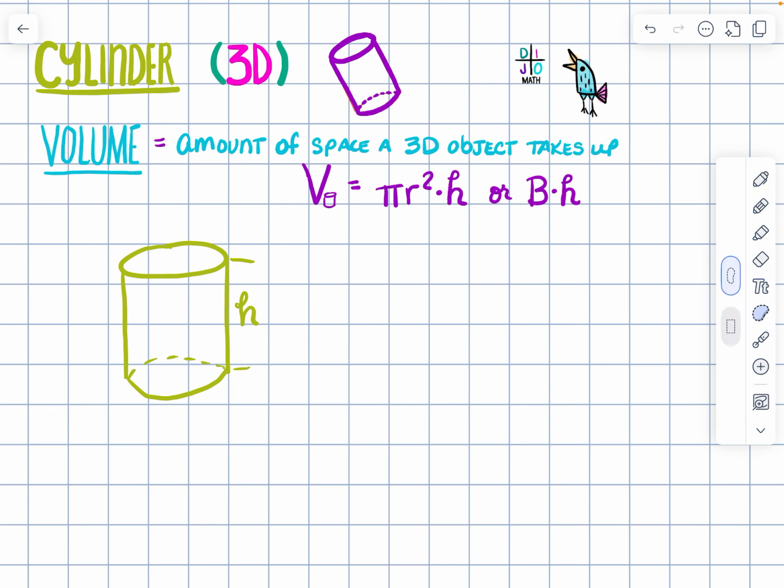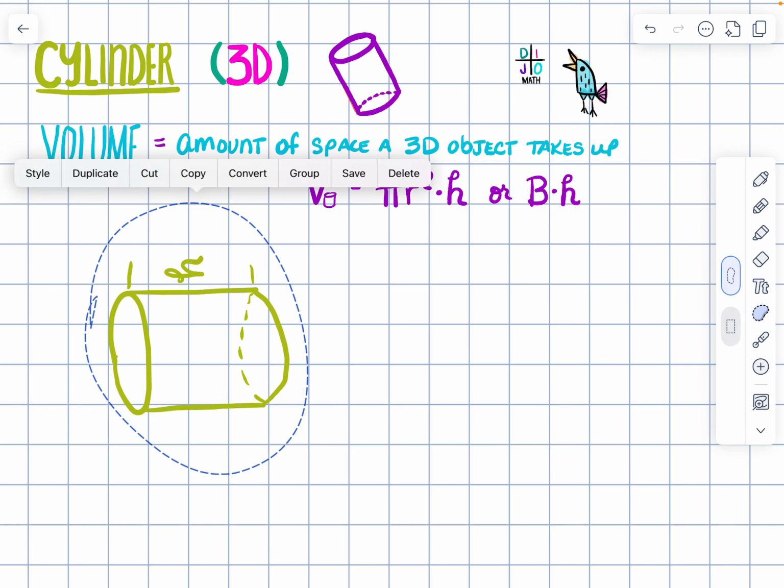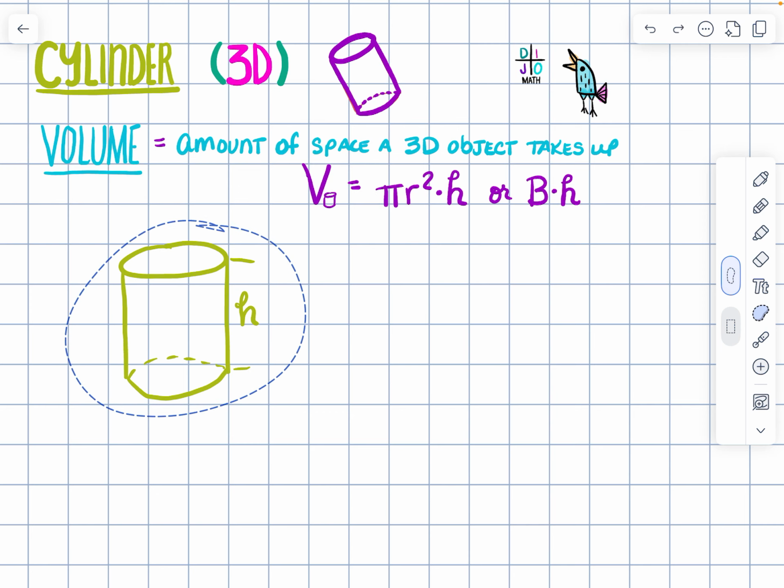cylinder. One thing to notice too, even if I take my cylinder and put it on its side, the base is still a circle. I know that this can be confusing sometimes, to think of the base as not on the bottom, but when you're talking about a three-dimensional object, the bases are dependent on the object.